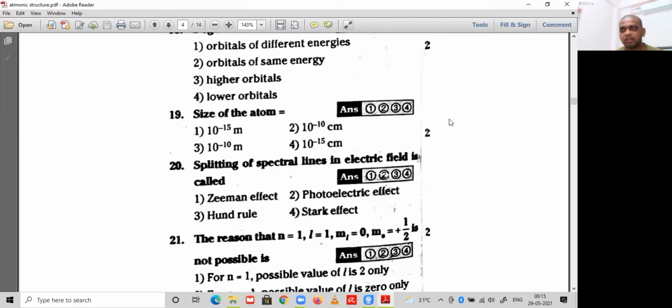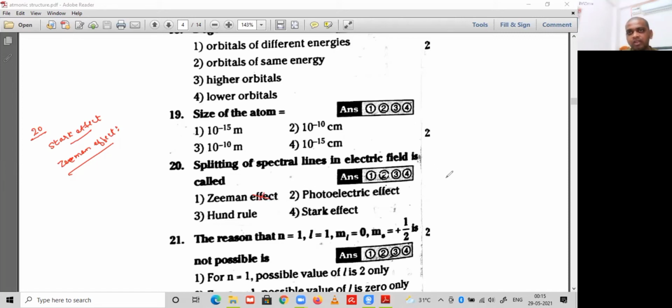Question number 20. Splitting of the spectral lines in the electric field is called. Splitting of spectral lines in the presence of the electric field will be called the Stark effect. Stark effect is nothing but the splitting of spectral lines in the presence of the electric field. And coming to the Zeeman effect, splitting of spectral lines in the presence of the magnetic field is called the Zeeman effect. So option 1 is not the correct option.